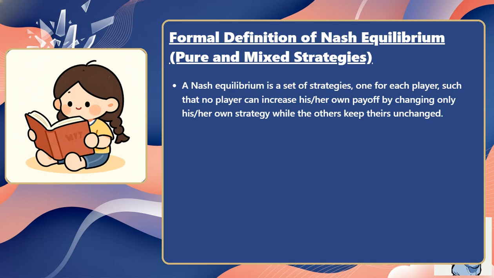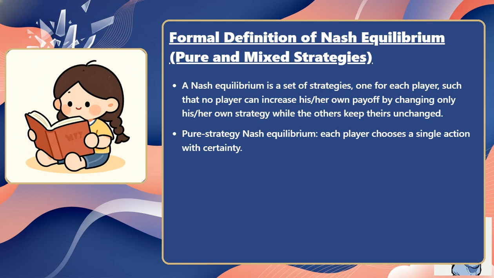A Nash equilibrium is a set of strategies, one for each player, such that no player can increase his or her own payoff by changing only his or her own strategy while the others keep theirs unchanged. Pure strategy Nash equilibrium: each player chooses a single action with certainty.